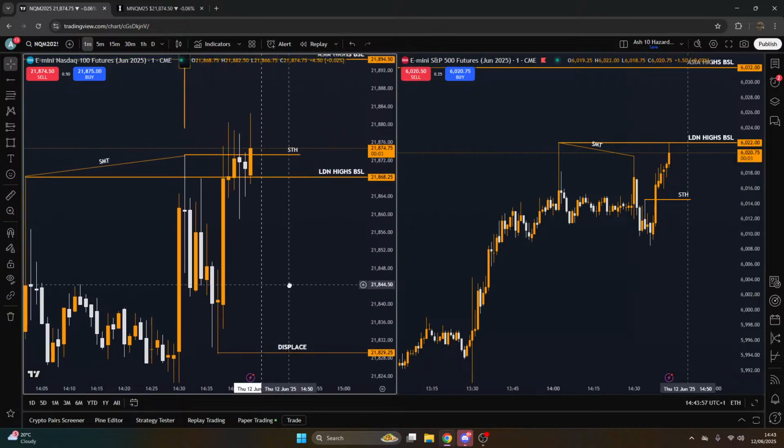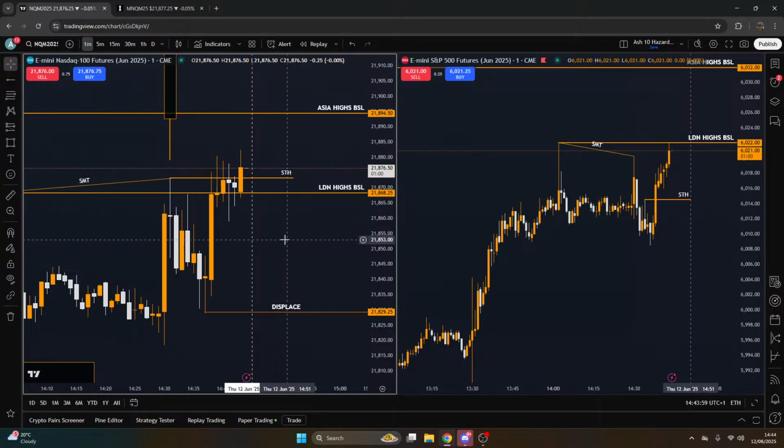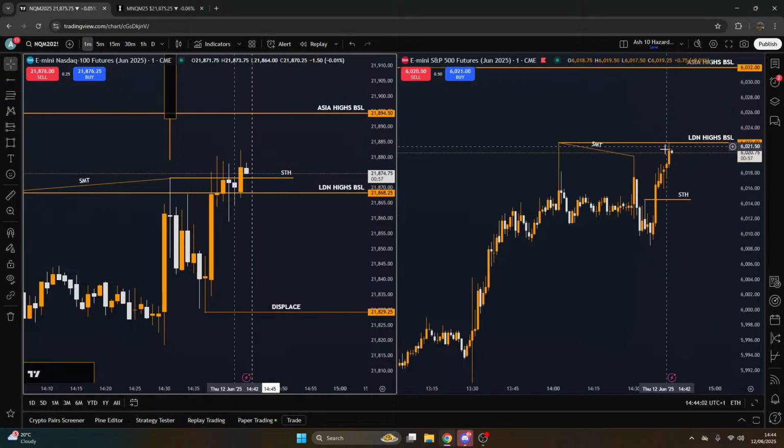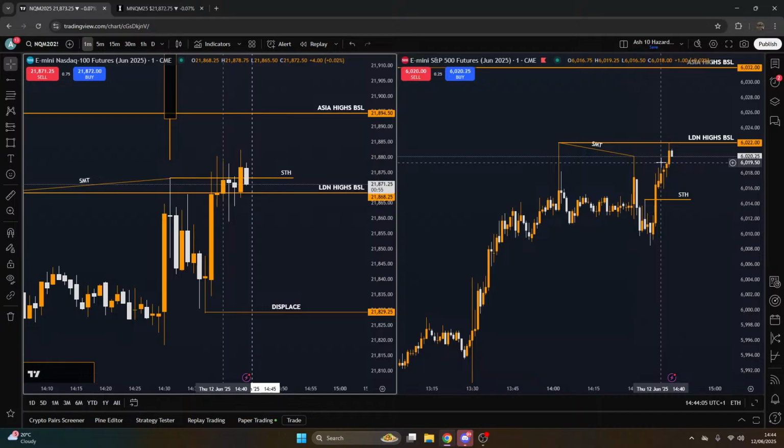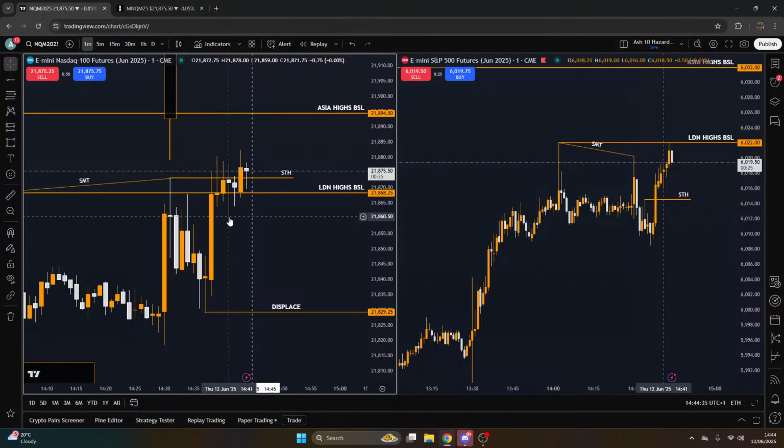So currently right now, price is still just chopping about. We just swept London highs on ES. So I'm just going to put it in the group now. So now we have a new short-term low that's fallen.